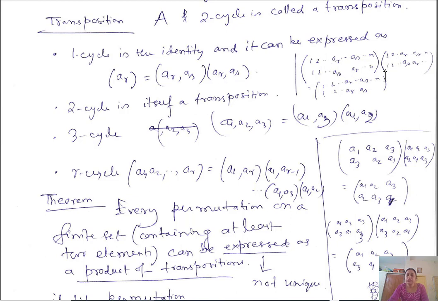Now you take the composition: 1 is going to 1, 1 is going to 1, so this is fine. 2 is going to 2, 2 is going to 2, so all are invariant. And if you check, Ar is going to As, As is going to Ar, so Ar goes to Ar, and As goes to As also. So this becomes a one cycle. So this is (Ar).